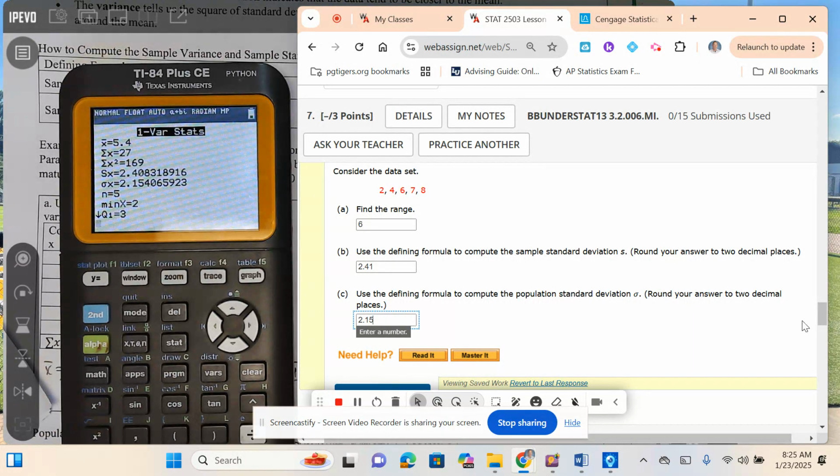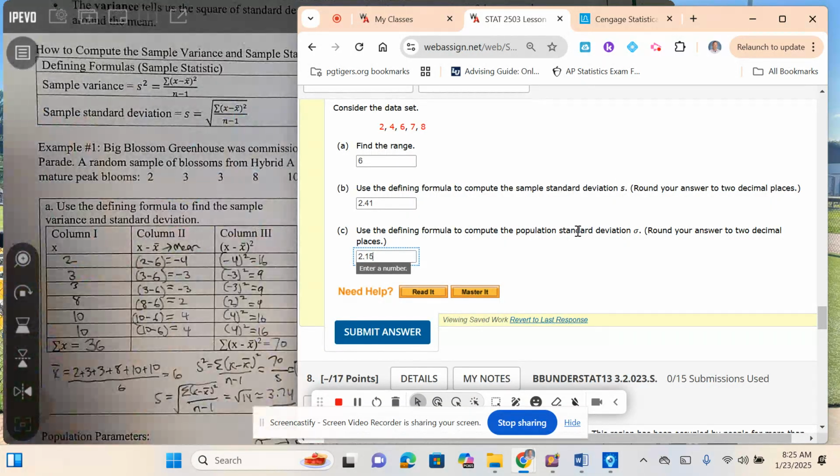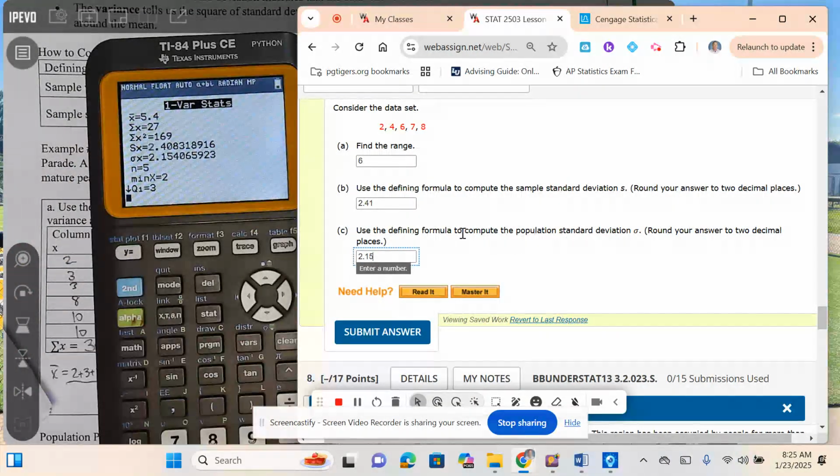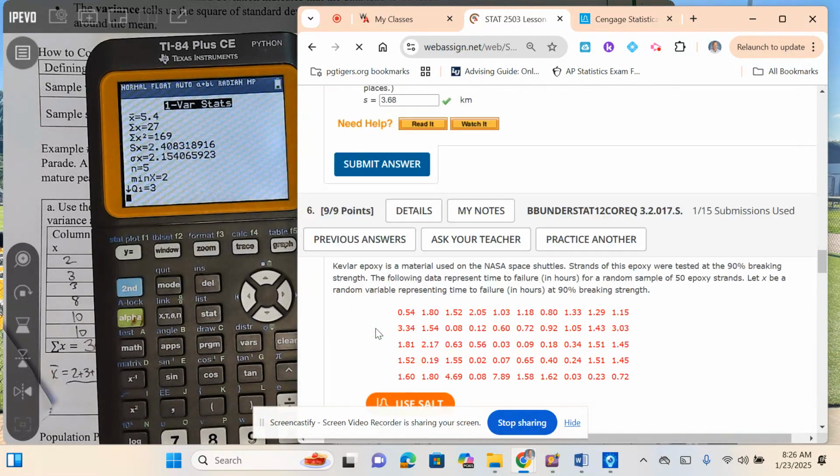So you could use the formulas. The key is if you do the formulas, on this one you're dividing by n minus 1. On this one, you're dividing by n. And so this one's going to be less spread, more precise. That's the key on that one.